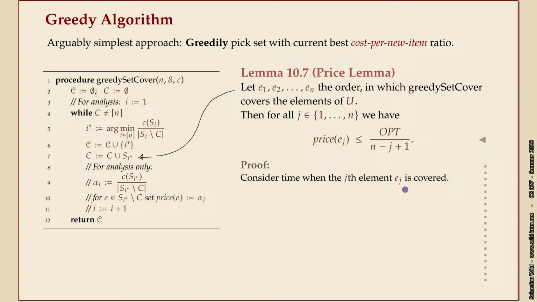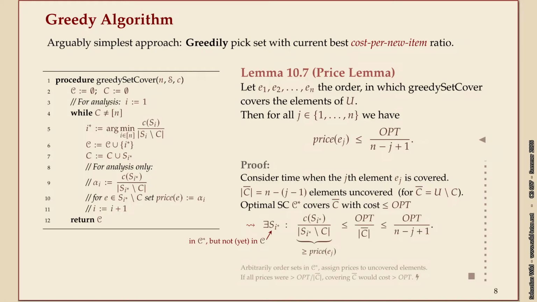Consider the time when we cover this jth element. Now, we usually cover those in batches, including an entire set, essentially in one time step, which gives you several elements, but we logically separate that into covering one element after the other. So before this element is included, we've had obviously j-1 elements covered, because that is the jth one. So there were n-j-1 elements left uncovered. We'll use this complement set going forward.